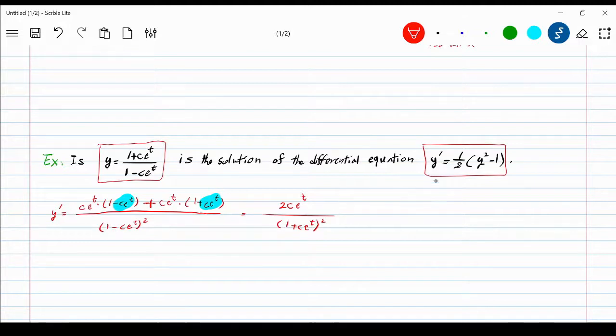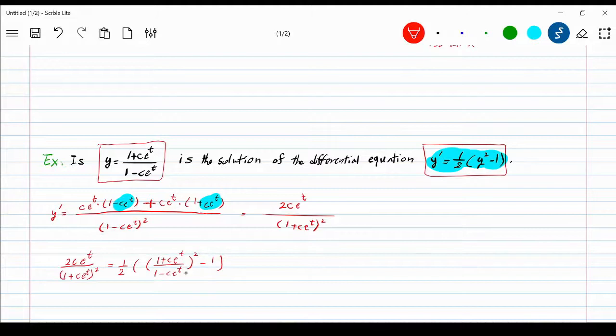Let's replace y prime into this equation, as well as y into that equation, to see if it satisfies the equation. So what we get is 2c e to the t divided by (1 plus c e to the t) squared equals 1 over 2 y squared. So what is y squared? Y squared would be ((1 plus c e to the t) divided by (1 minus c e to the t)) squared minus 1.